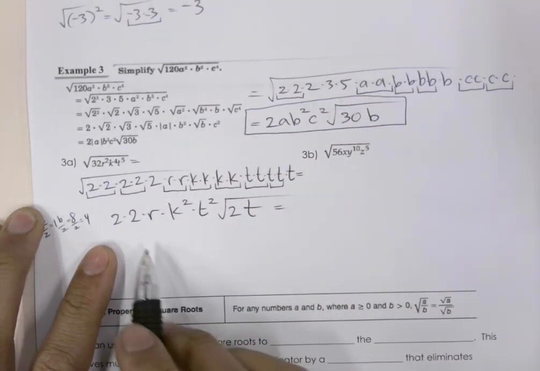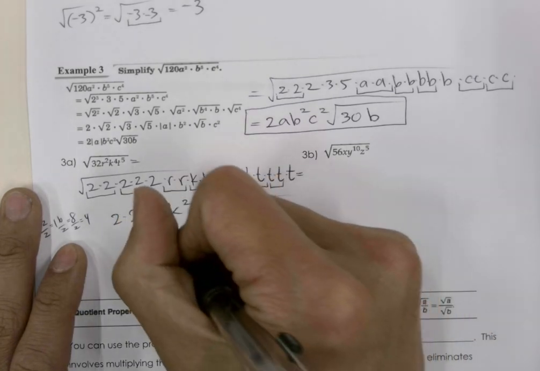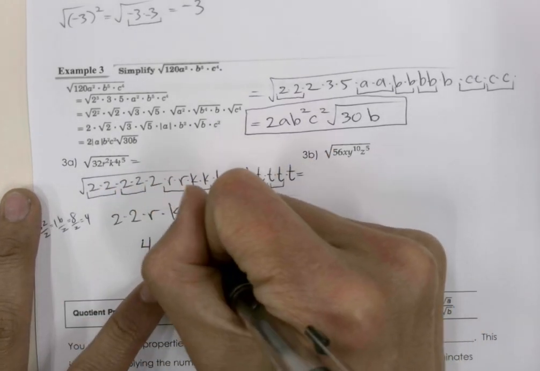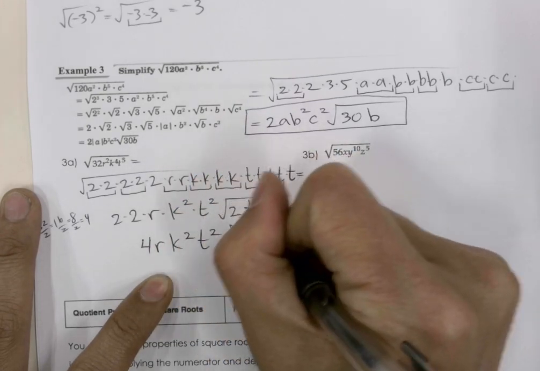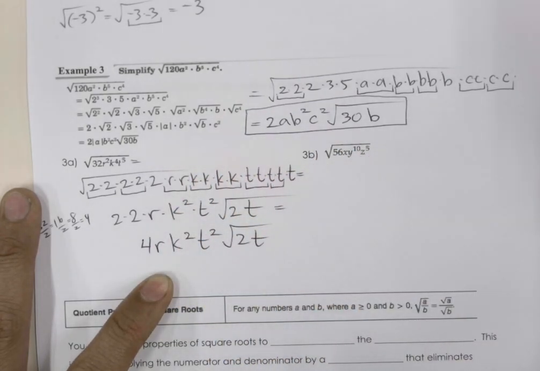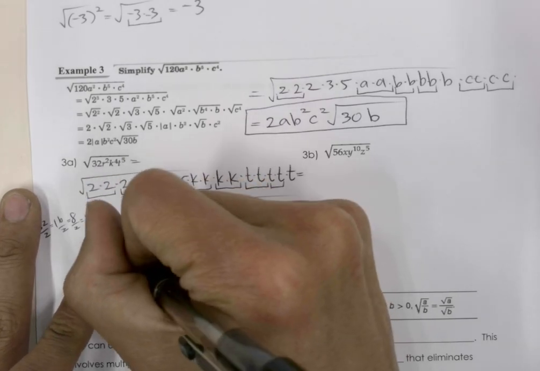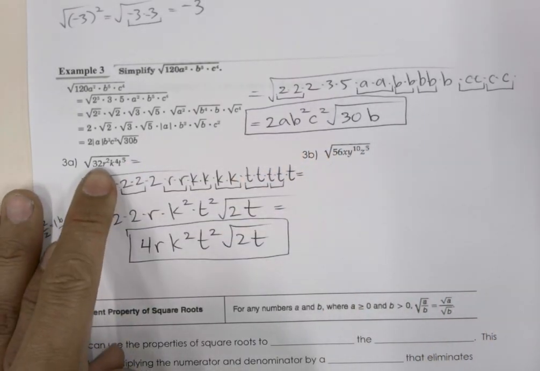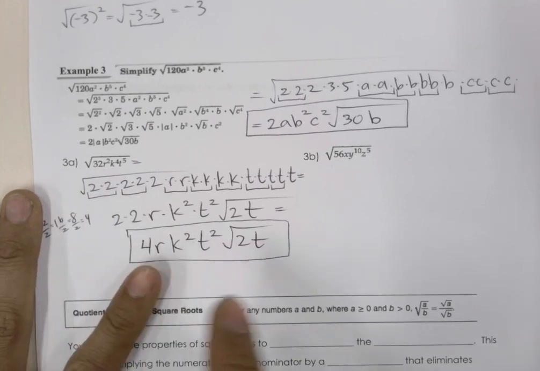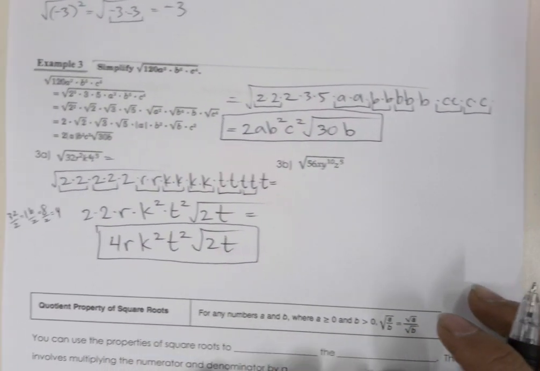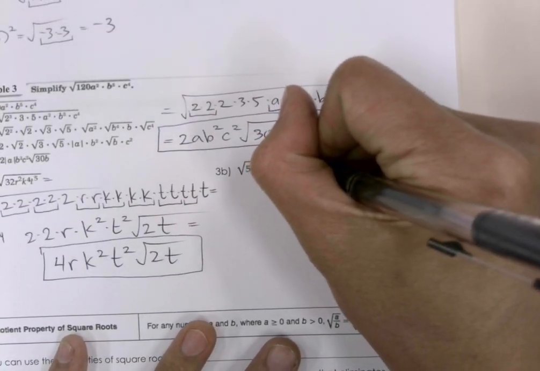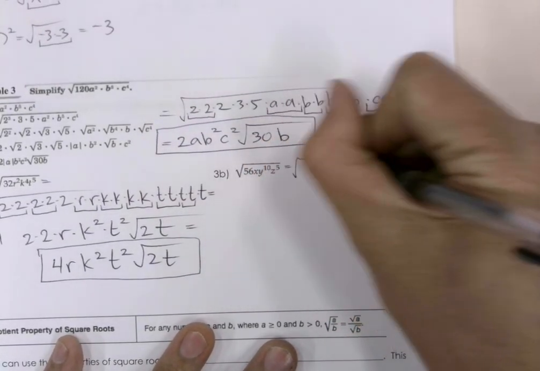So let's go ahead and simplify all that. 2 times 2 is 4. So I have 4r k to the 2 t squared times the square root of 2 times t. And so this is my simplified version of that expression. Okay, let's go ahead and do this last one here. So we have 56. Let's do the prime factorization of 56.